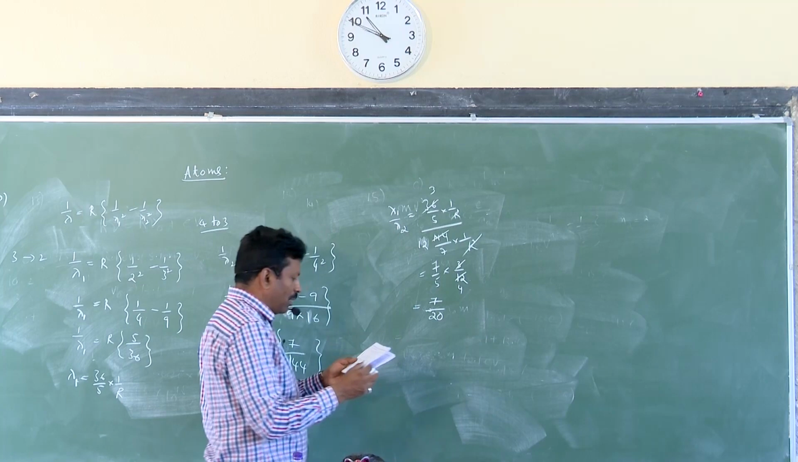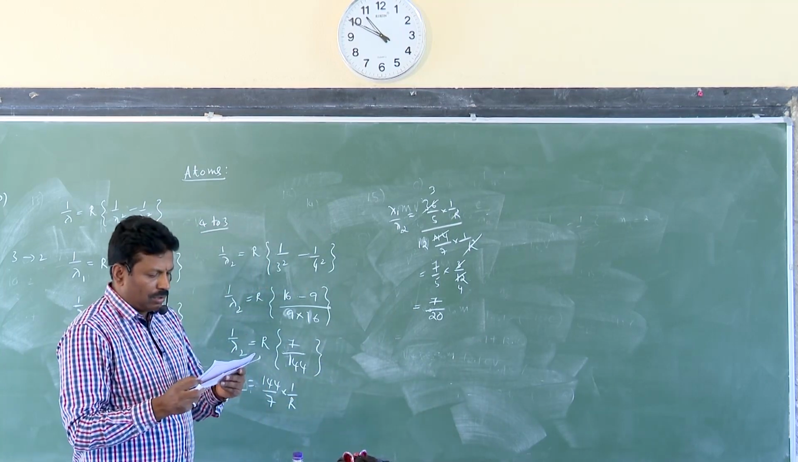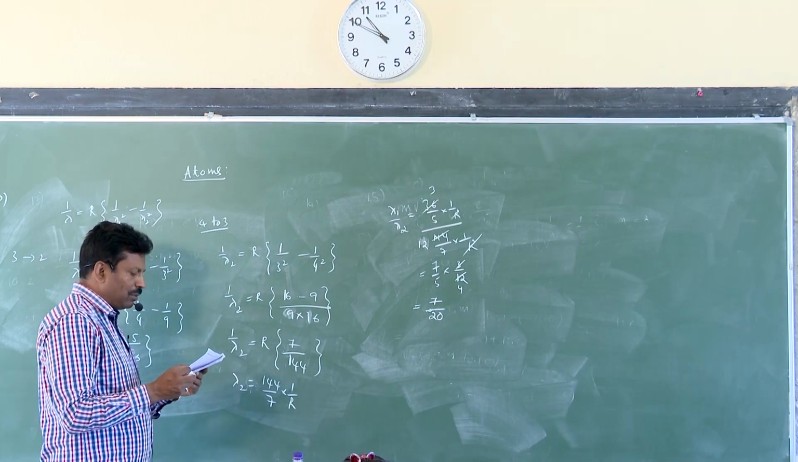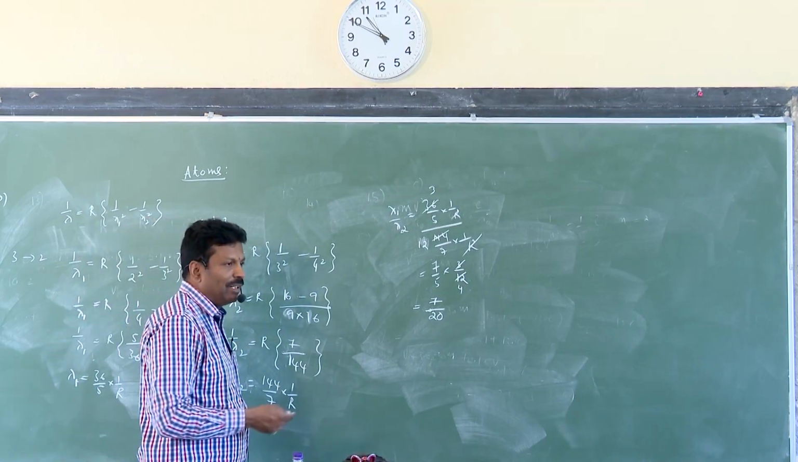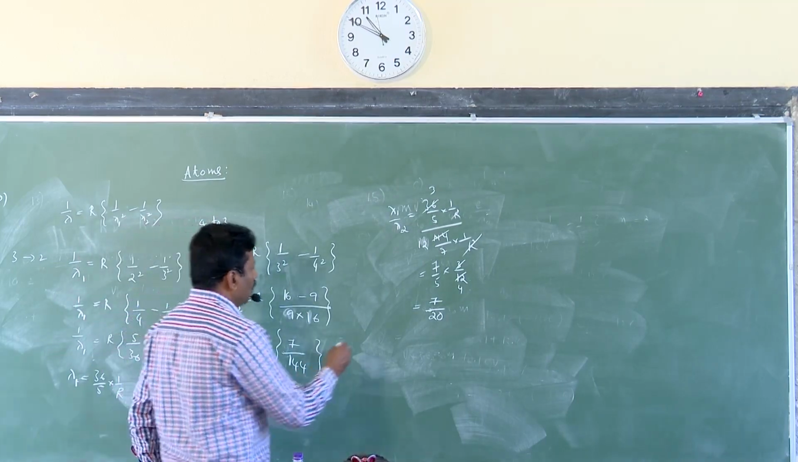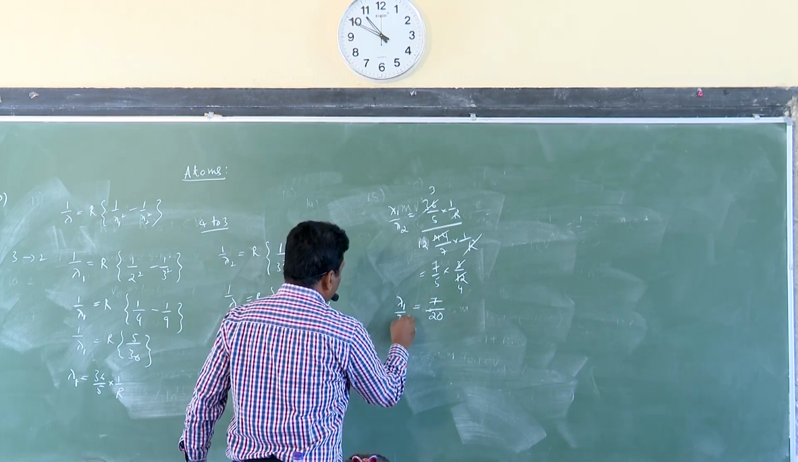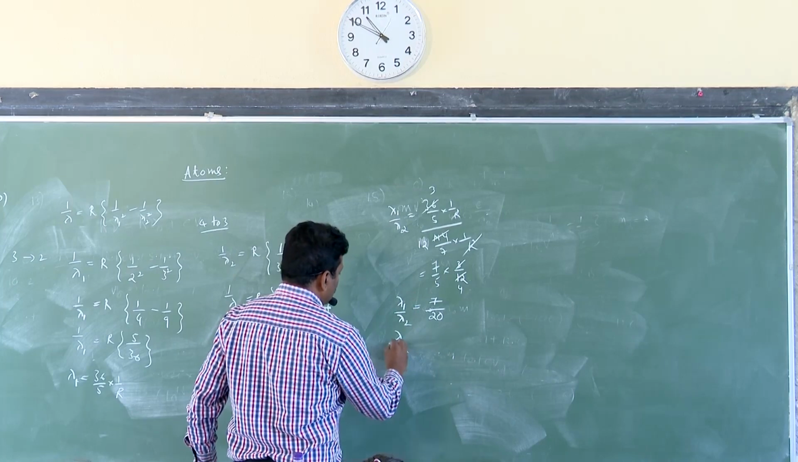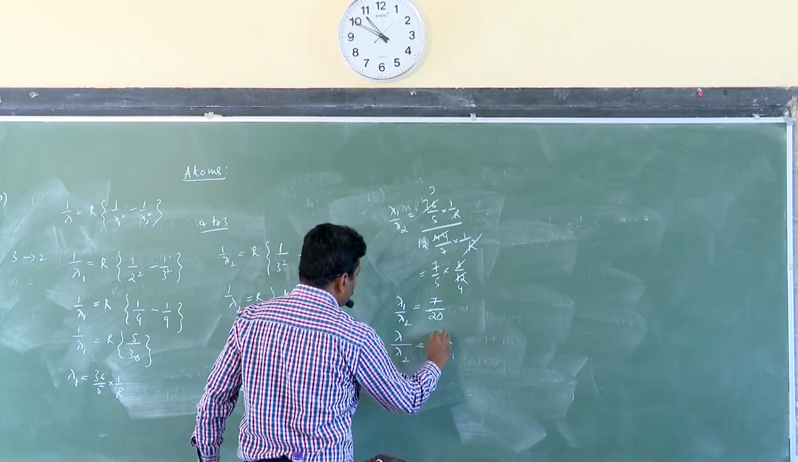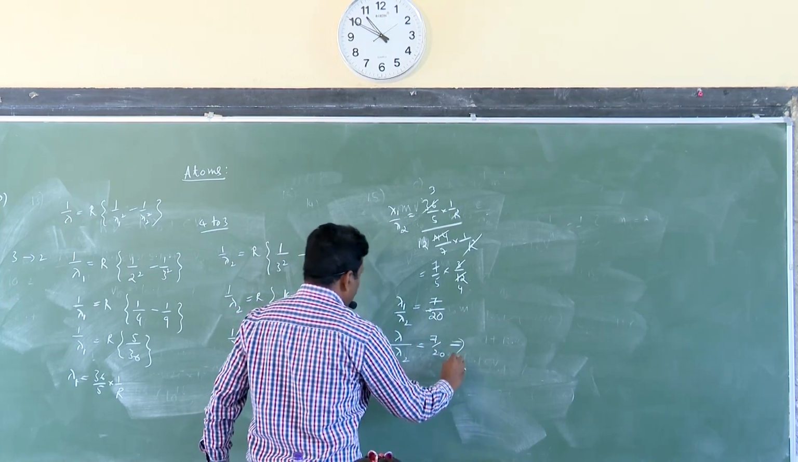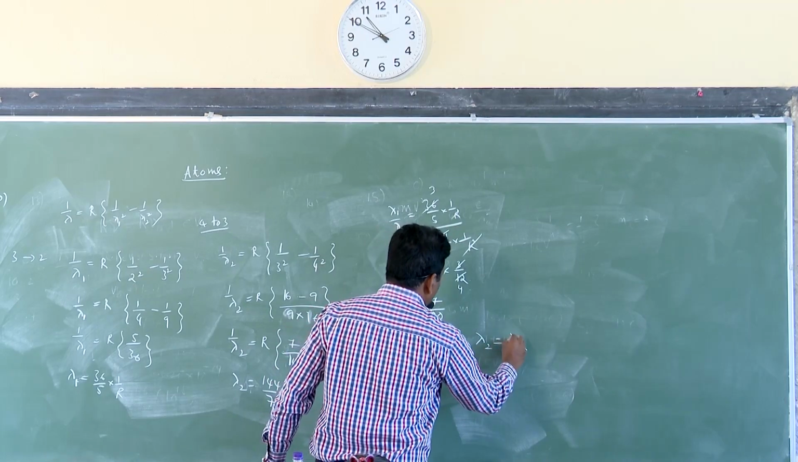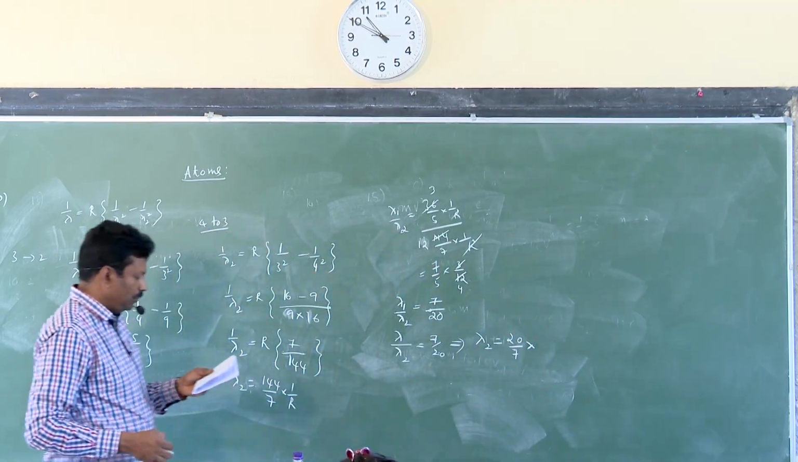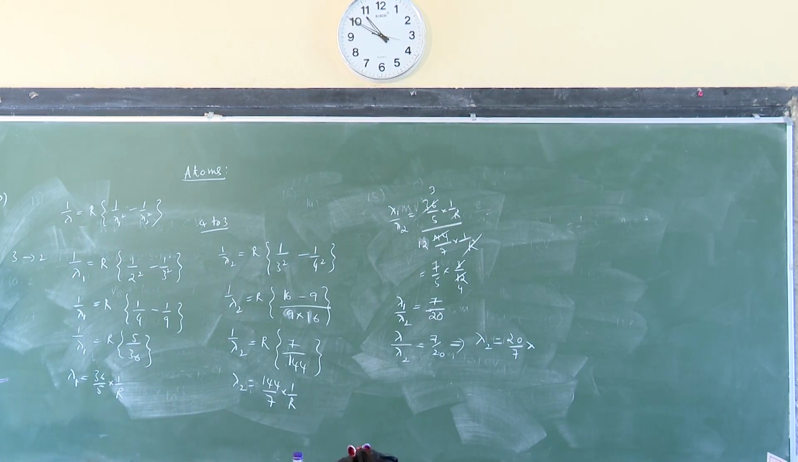They've asked for lambda 2 by lambda 1. When it jumps from the fourth orbit, what is the corresponding wavelength of the photon? So here it is lambda 1 by lambda 2. If I take this as lambda and this as lambda 2, it is 7 by 20. Therefore lambda 2 is equal to 20 by 7 lambda. Option number C.